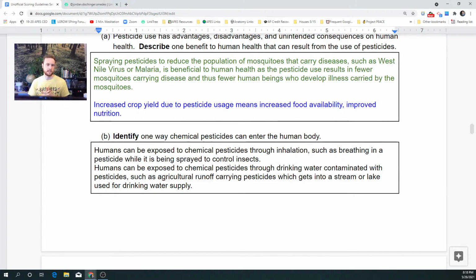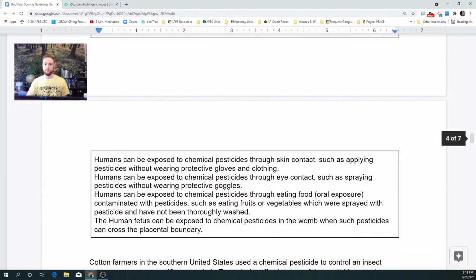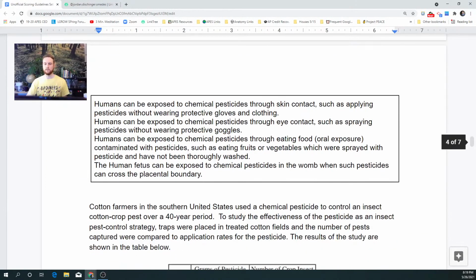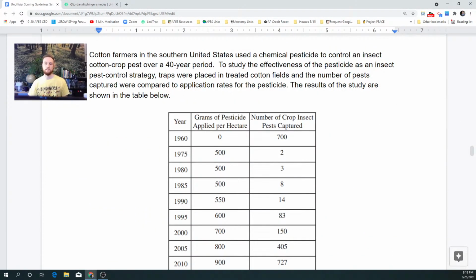These questions are not going to be on the test because this was the released FRQ, but these are questions that are very similar. So moving on here to another question about the pesticides.